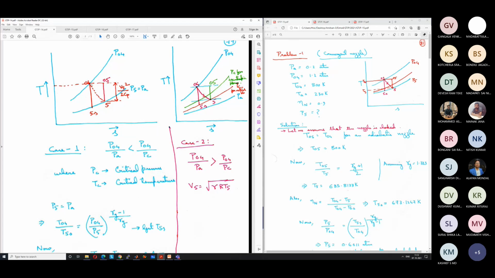So H4 plus V4 square by 2 is equal to H5 plus V5 square by 2. Now, if V4 is negligible, if we assume that the inlet velocity is very small, so H4 is almost equal to H04. Whereas the V5 value is quite large after expansion in the nozzle. Okay, so V5 square by 2 Cp, as shown in the TS diagram, is denoted like this. So this is the difference between point 05 and point 5.